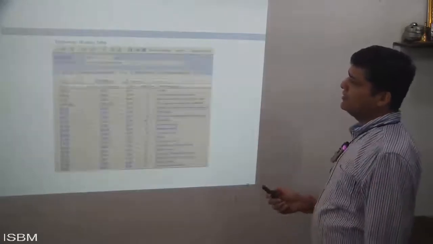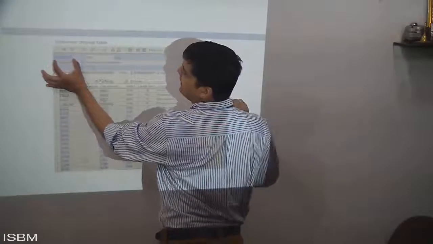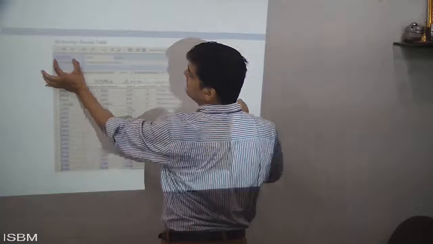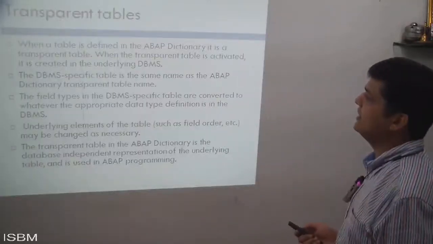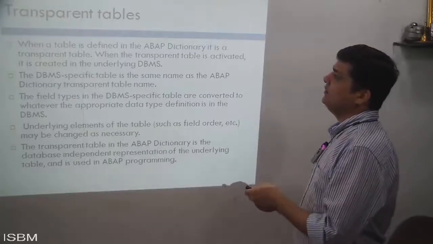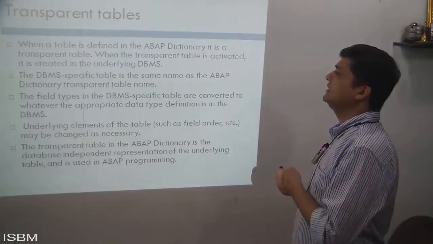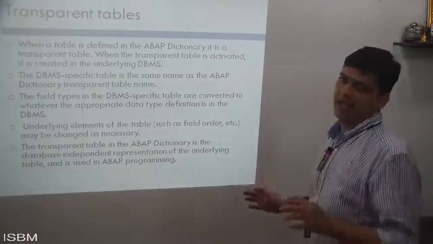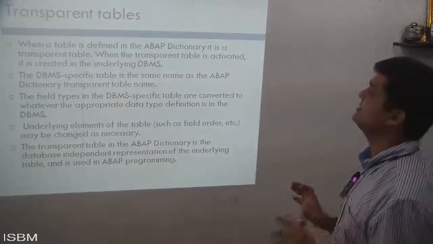Now, what we have seen over here, this is something written over here is the transparent table. So we'll see the definition of the transparent table. When any table is defined in the ABAP dictionary, it's a transparent table.